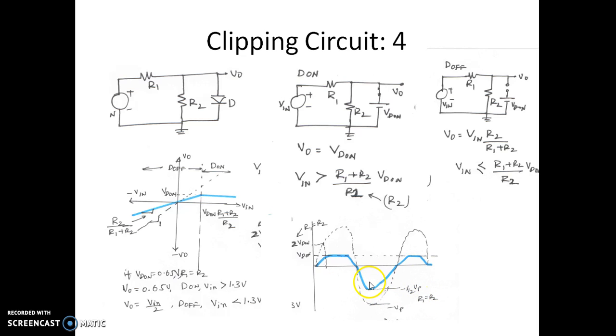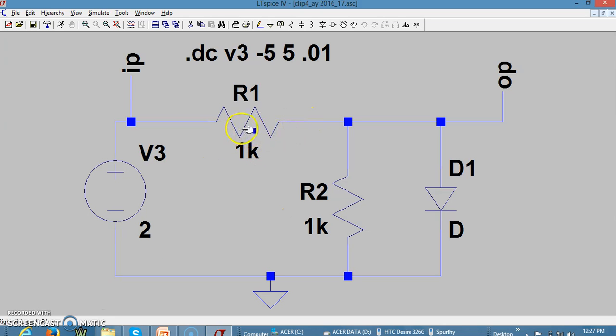So this is the waveform representation of this circuit, and this is the transfer characteristics of the circuit. We shall see the simulation of the same circuit using LTspice, and then come back and analyze the same circuit. Now we shall see the LTspice simulation of the considered circuit. So we have R1, R2, and there is a diode, and we are assuming that R1 equals R2, which is equal to 1K, and we are doing a DC sweep from -5 to 5 volts with an increment of 0.01 volt. So let us run this and see how the characteristics look.